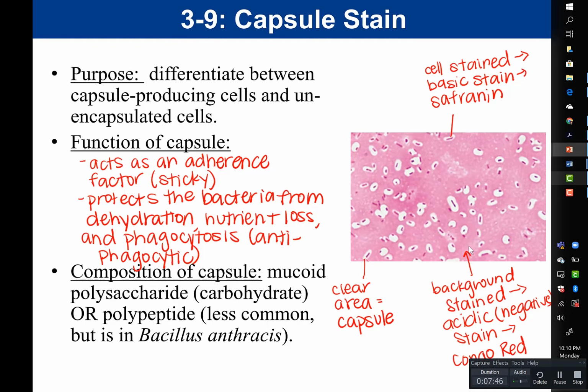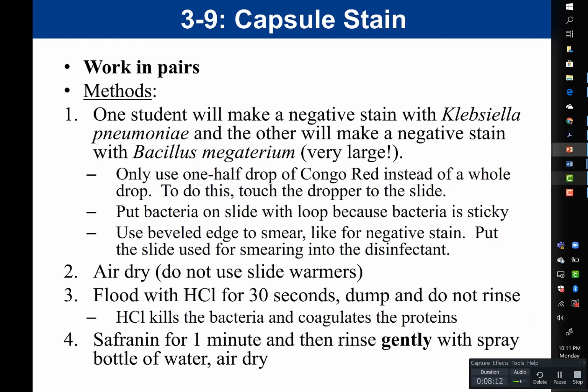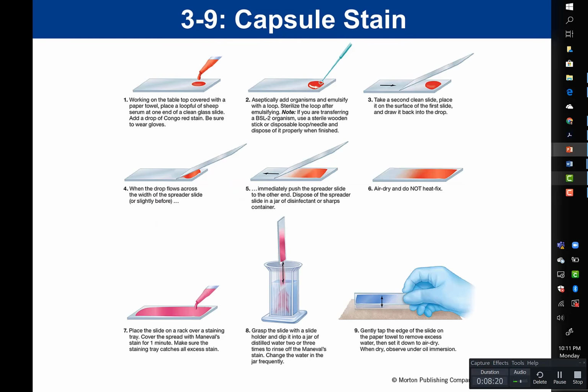In the capsule stain, you don't have to memorize the procedure. However, you should know which dyes are used and what part that stains. So again, the safranin is used to stain the cell, and that's a basic stain, and that the Congo red, which is an acidic or a negative stain, is used to stain the background, while the capsule is the clear part. So again, you don't have to memorize this procedure. You just need to know, like I told you in the slide before this. Same thing with this. You don't have to memorize the procedure. You just need to know that we use two stains, that we don't use a heat fix step.